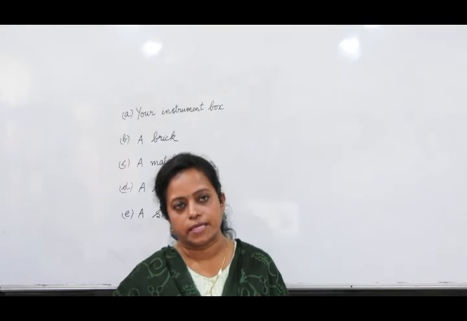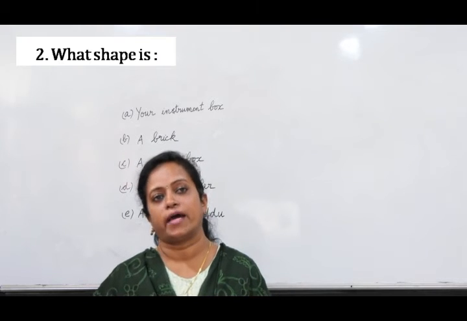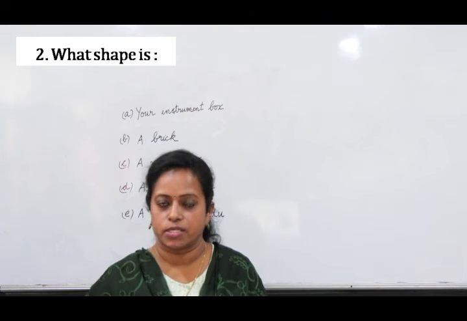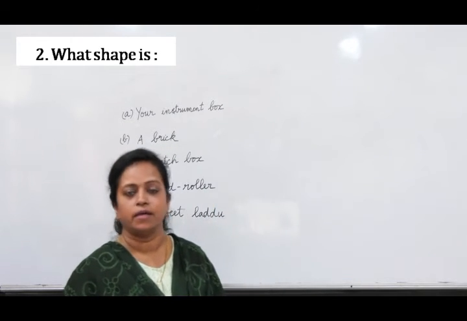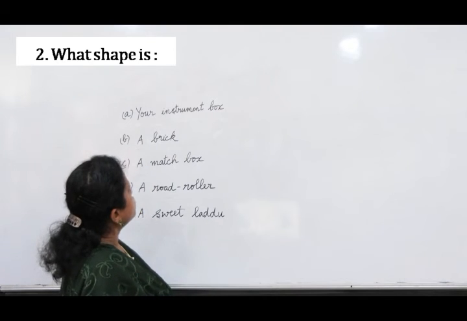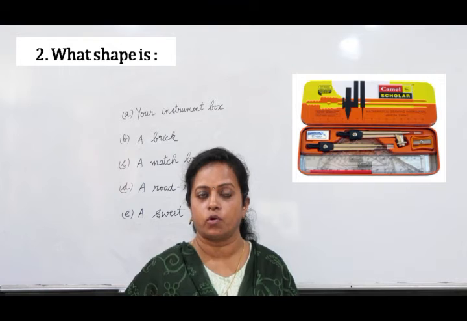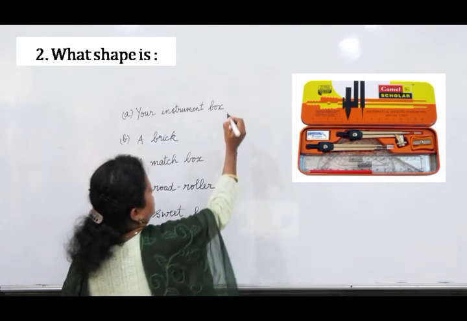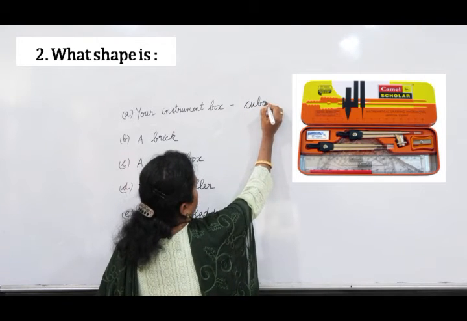The second question of exercise 5.9 is you have to identify the shapes. You find a number of 3D shaped objects around you and some shapes are mentioned here and you have to identify and name the shape. The first one is your instrument box. I also showed you an instrument box. What example did I give it of? It is a cuboid. So the first answer, instrument box. What is the shape? It is a cuboid.